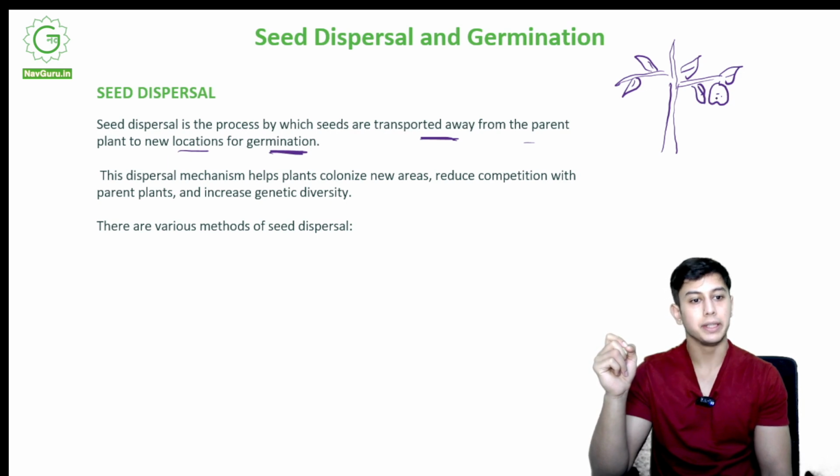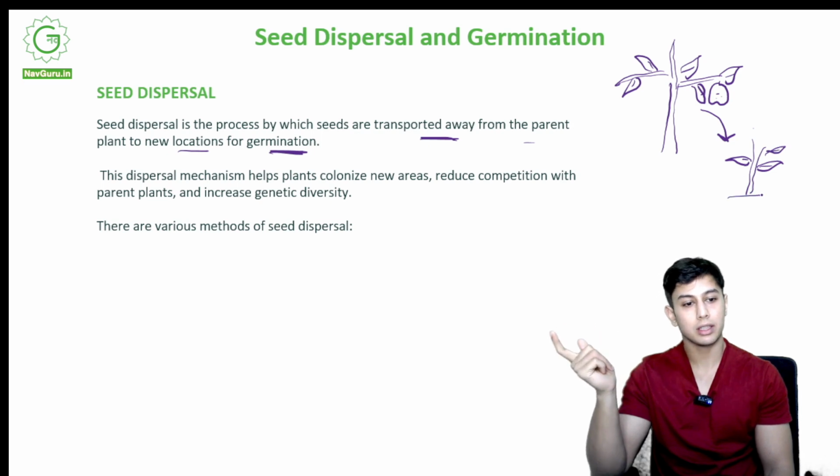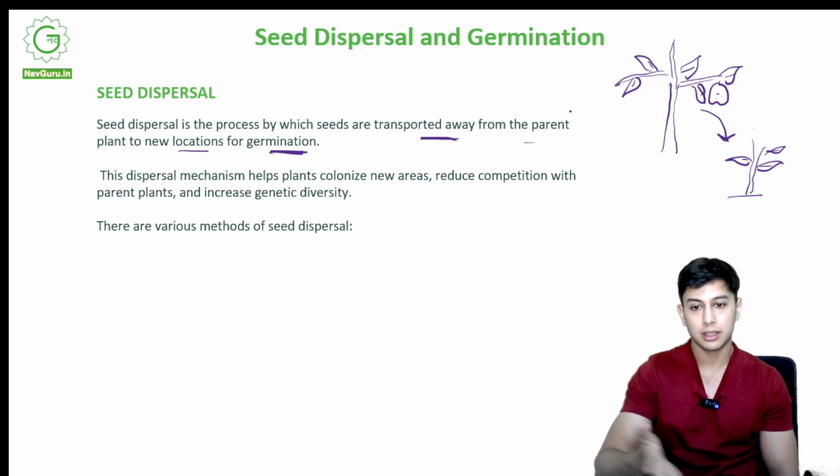It contains the seed. Alright. Now this seed has to go away from the plant to grow away somewhere else. Right? To grow as a plant somewhere else. So the same species of the plant stays alive. Right? Since plants are living, they have seeds.